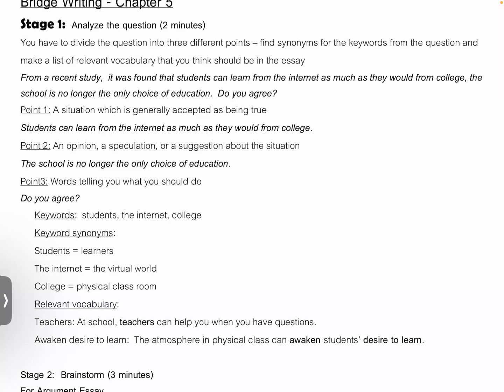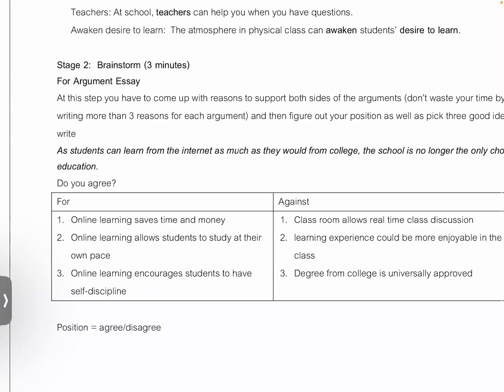That's all you have to do. You have to be able to distinguish between the justification and the claim. Once you have done that, you should be ready to move on to the next stage. The next stage is brainstorm. You have 3 minutes, and in 3 minutes, you have to come up with some reasons to back up both sides of the argument.